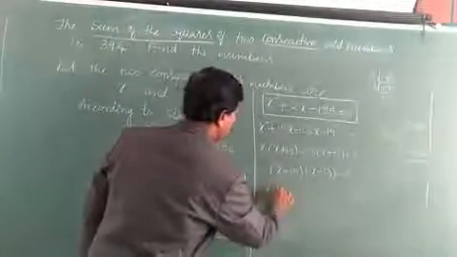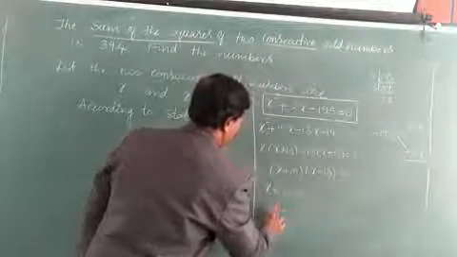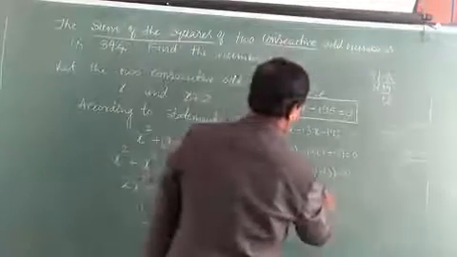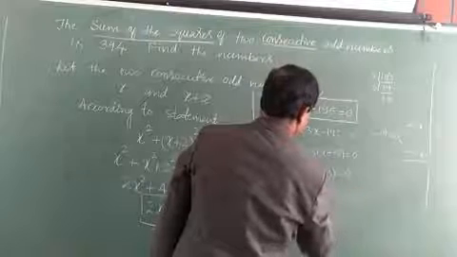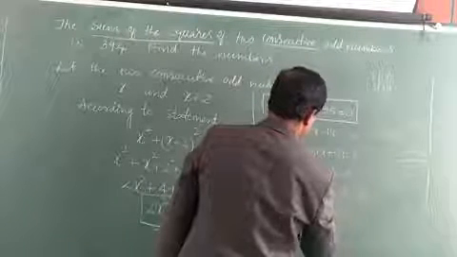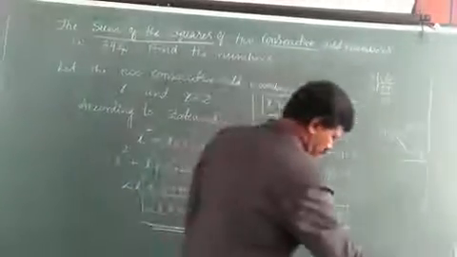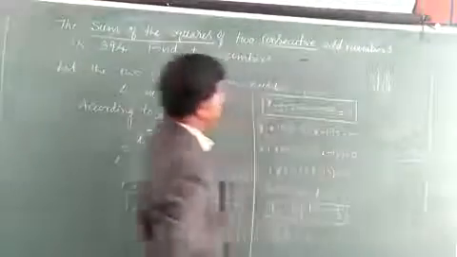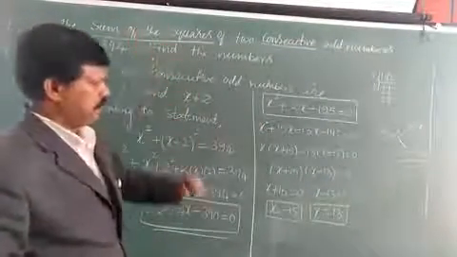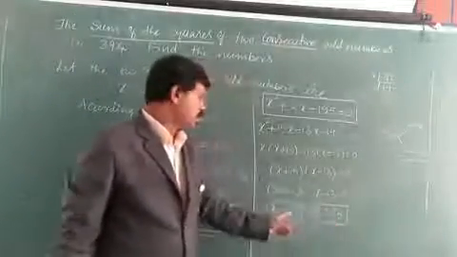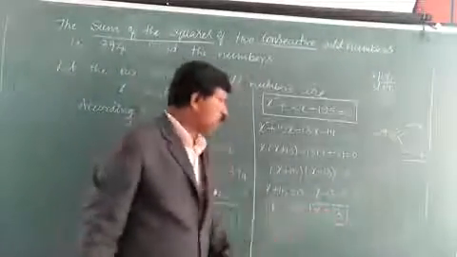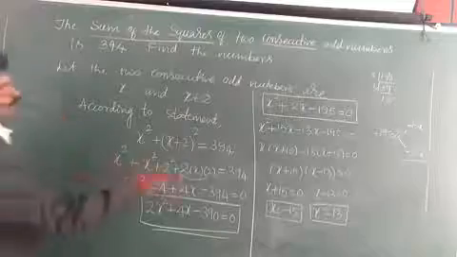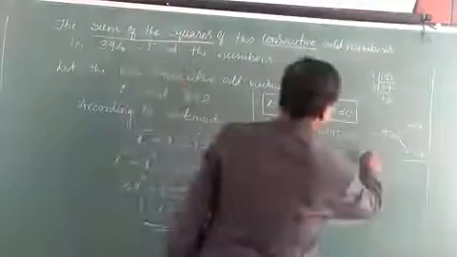Now x plus 15 equals 0, x is equal to minus 15. Now x minus 13 is equal to 0, x is equal to plus 13. So here we got two numbers, right? So here the consecutive odd numbers, squares. So when you take this one, neglect the negative one, take the positive one. So the two numbers are, I am writing here, one is 13, right?